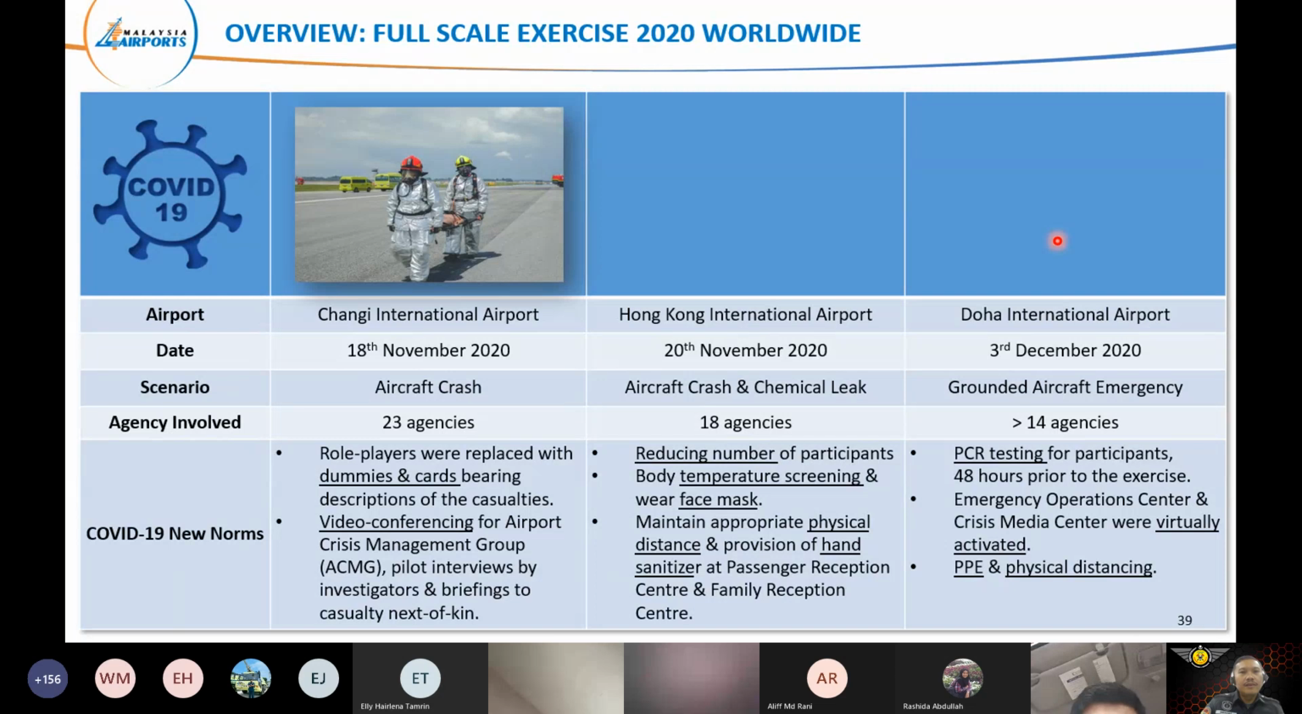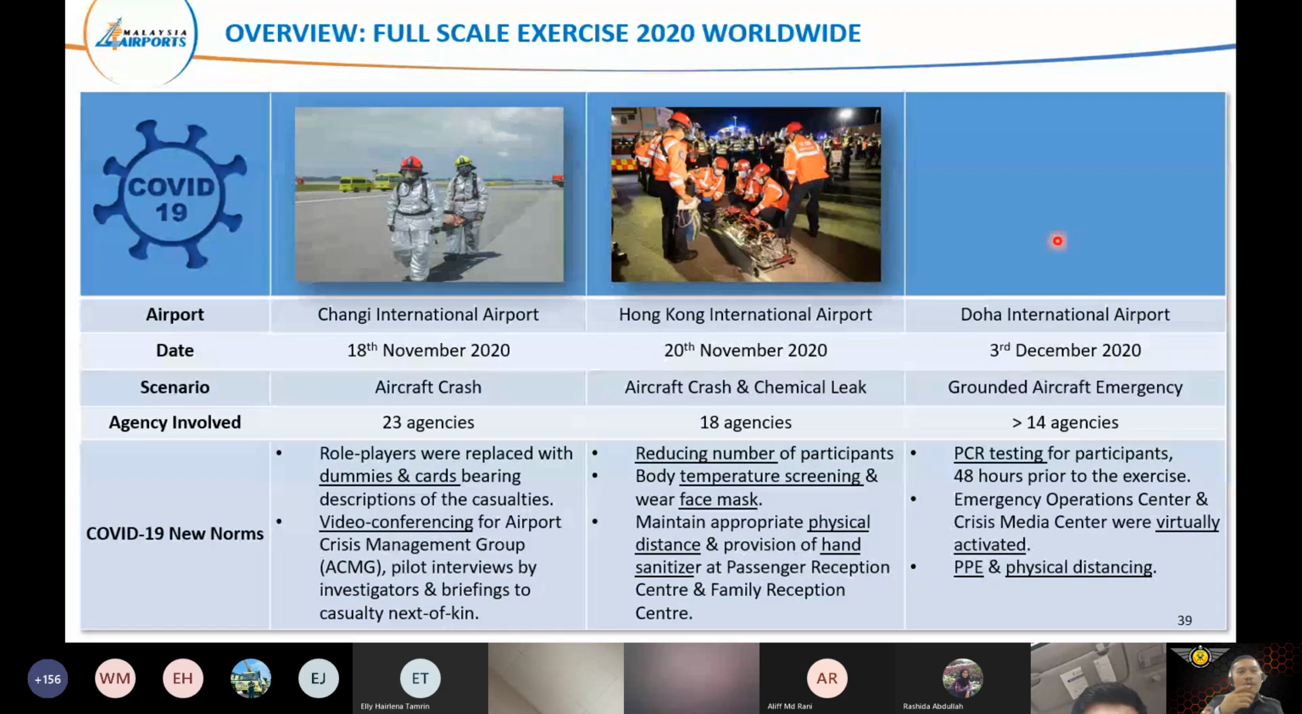In Hong Kong, I think we have Mr. Bruce from Hong Kong in this session. In Hong Kong, on 20th November 2020, they also did a full-scale exercise involving 18 agencies. What are the COVID-19 control measures? They reduced the number of participants. They did temperature checks as well as enforcing face masks, and they maintained appropriate physical distancing, as well as provision of sufficient hand sanitizer at the passenger reception center and family reception center.